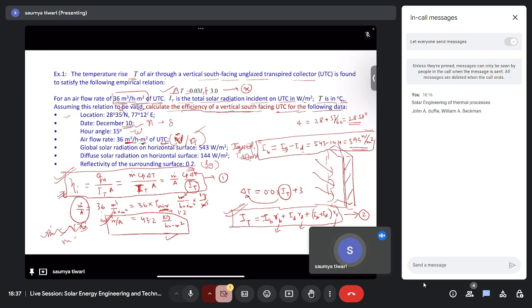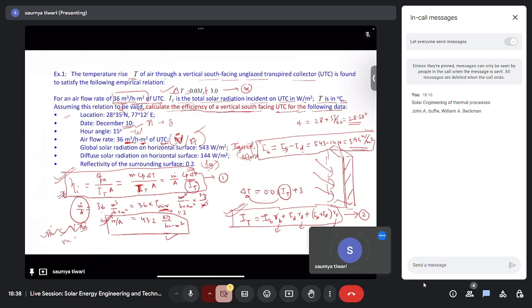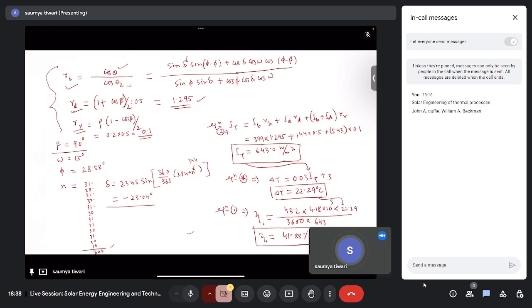So we also know the formula for these three things, right? We have already studied earlier. So RB will be cos theta upon cos theta z. This is for horizontal and this is for a solar air heater tilted at beta angle. And RD, you know that is (1 plus cos beta) by 2, and RR is related to reflectivity. Reflectivity is given for the ground, right? Or reflectivity for the surrounding surface, right? So it will be reflectivity into (1 minus cos beta) by 2.